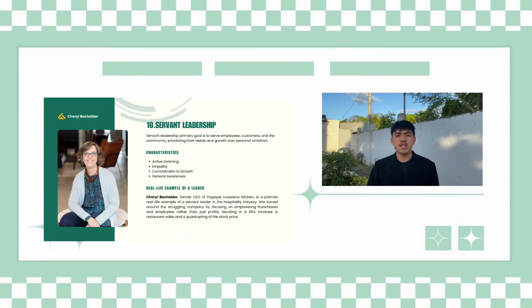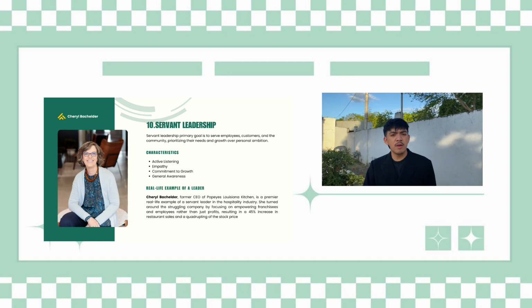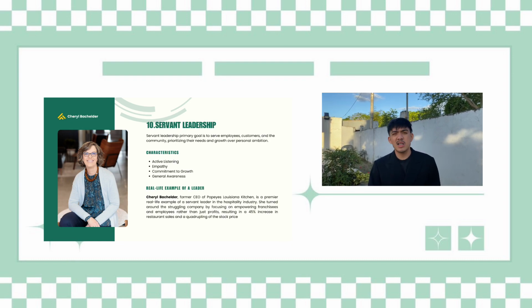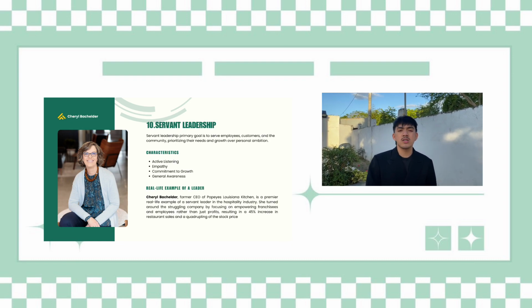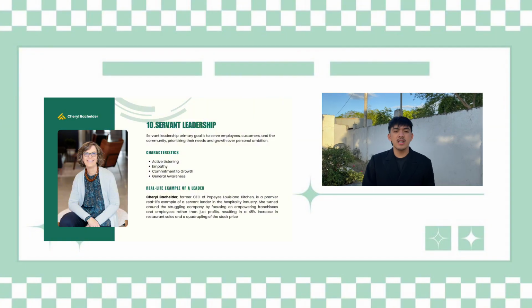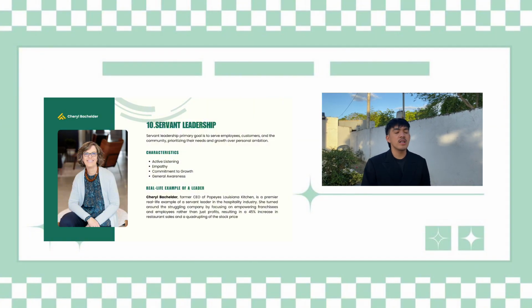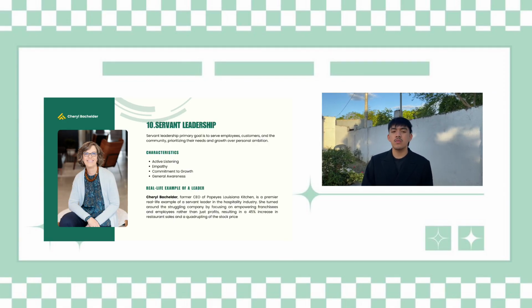Next is servant leadership. Servant leadership is not all about serving customers, but also serving the industry stakeholders, such as employees and communities. This leadership prioritizes first serving and helping the organization. And these are the characteristics of servant leadership. Active listening to the employees and the members. The leaders try to understand and feel their team. Next is commitment to growth, and lastly, general awareness of all the situations of the organization.